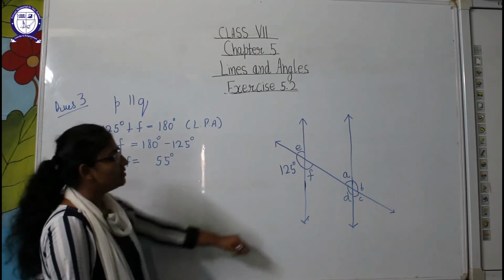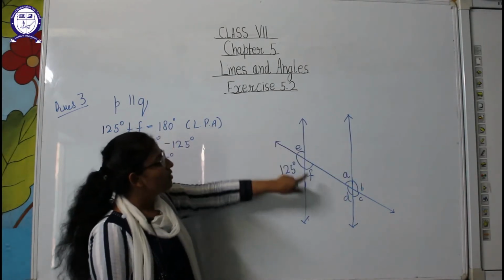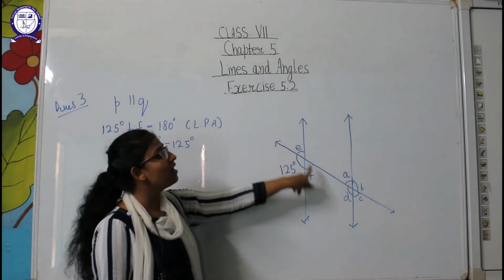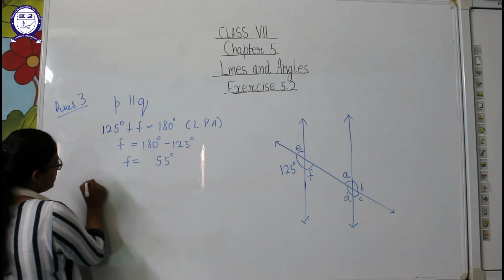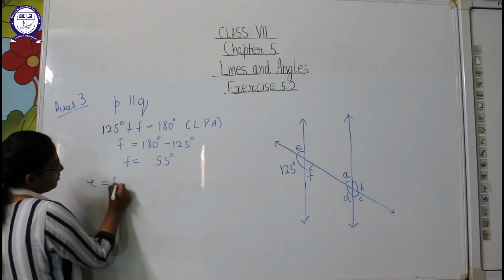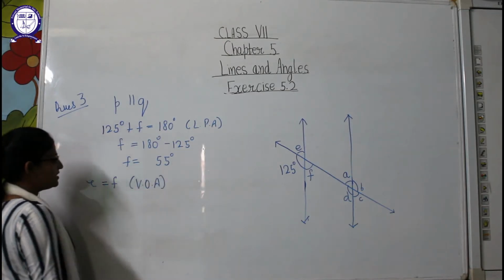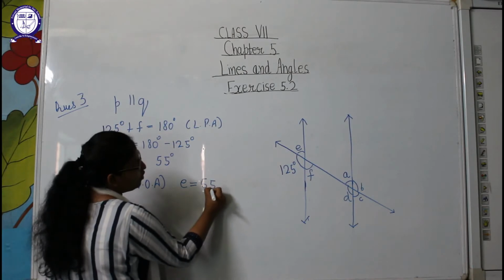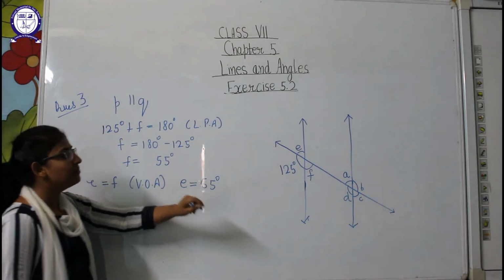In the same manner we have to find the value of E. What is the relation between F and E? These both are vertically opposite here. It means E is equal to F because they are vertically opposite angles. So what is the value of E? As F is 55, the value of E is also 55 degree.